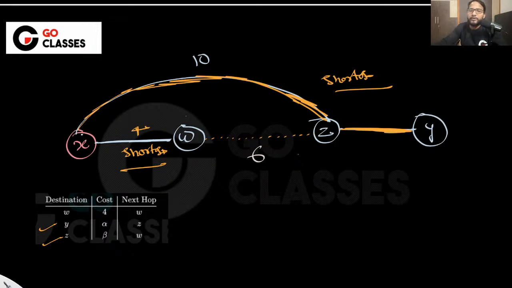See, let me break this problem down again into two parts. What they are saying is that this is the shortest given to you, right? And then this is also the shortest that is given. So these two are shortest given to you. Basically they are saying this is shortest: if you want to go to Z, go via W. If you want to go to Y, then go via Z. That's what they're saying.